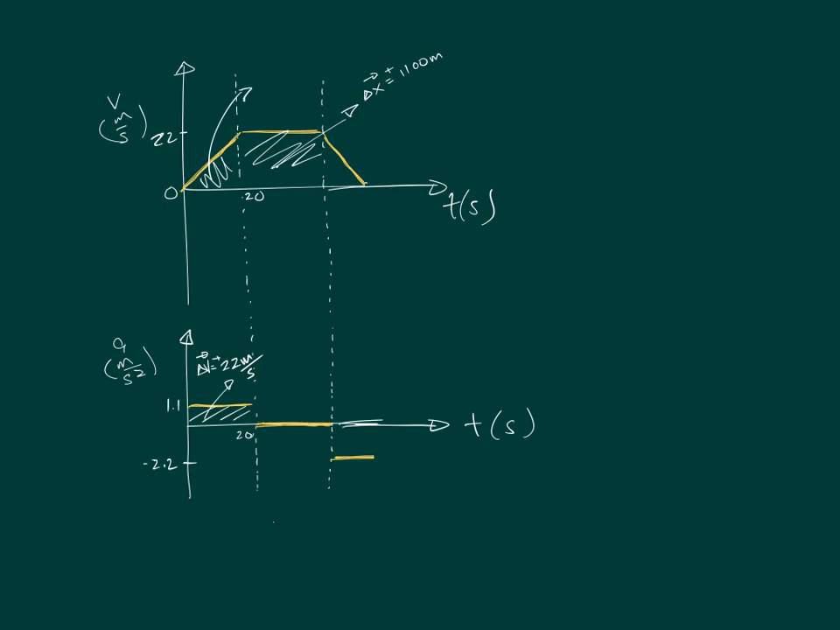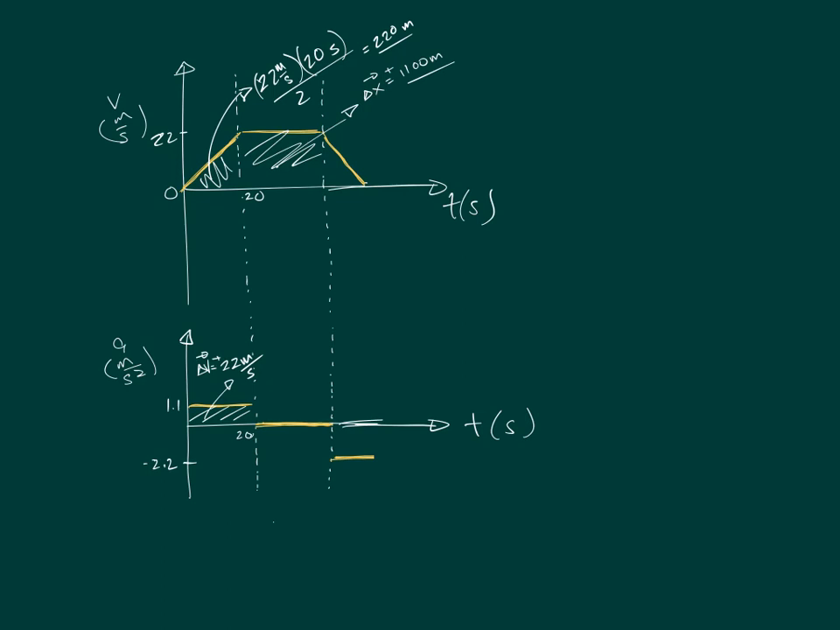Okay, so that area should be 22 meters per second times 20 seconds. And that's a triangle, so I'm going to divide by 2. So that's 220 meters, right? That's my first displacement. Then I travel 1,100 meters. Okay. So what could I find now?